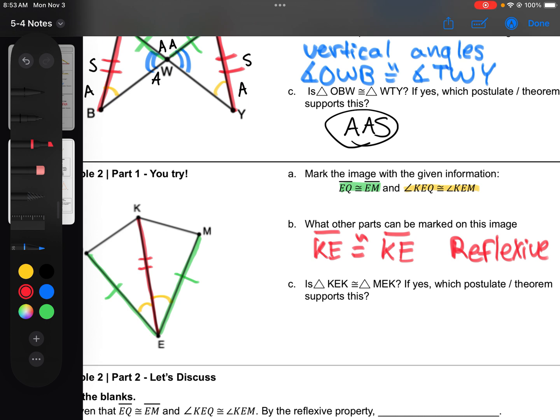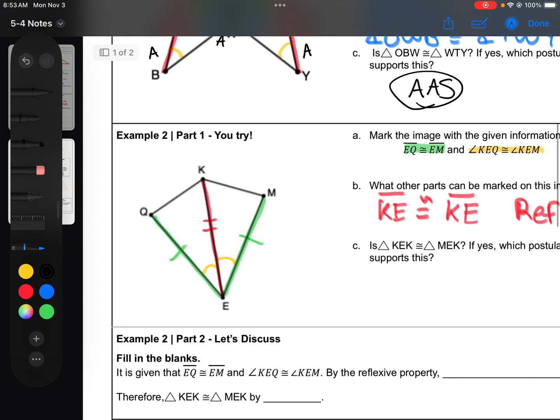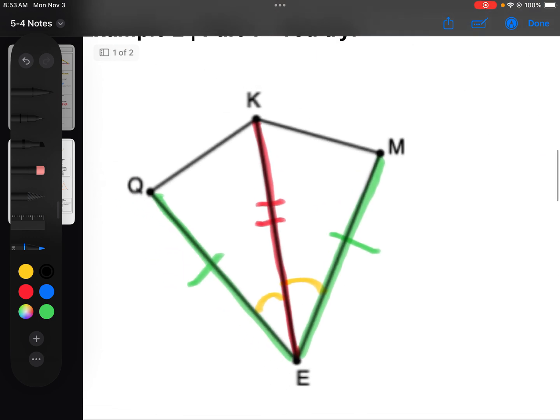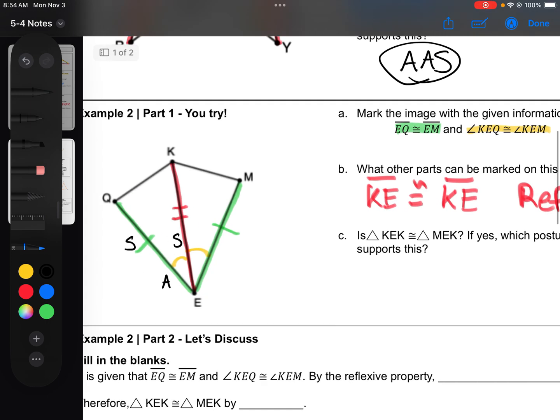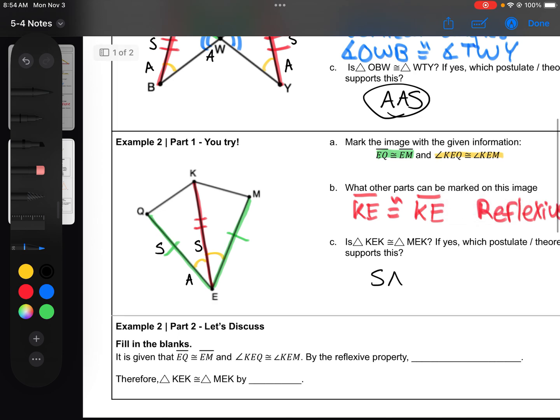So are the two triangles congruent? If yes, which postulate or theorem supports this? So once again, we're going to follow the markings around the figure and see what we have. I have a side. I don't have anything this way, so I'm not going to mark it. I don't have an angle or a side, so I'm going to go this way. I have a side, I have an angle, and then I have another side. So since we have it in that order, these are SAS triangles, or side, angle, side.